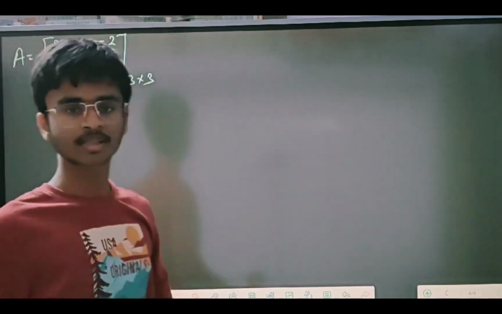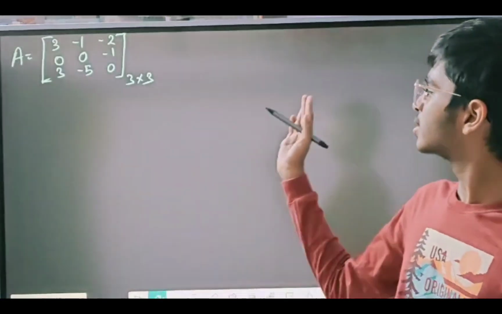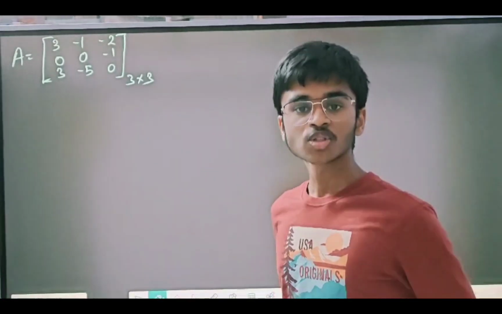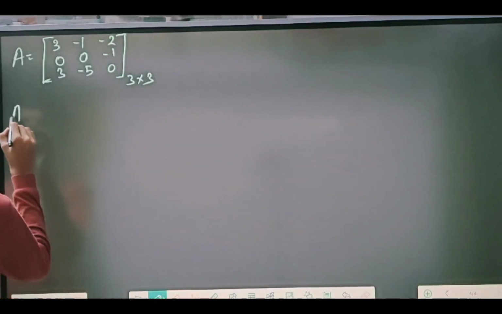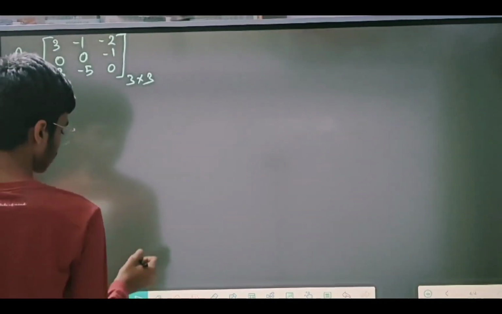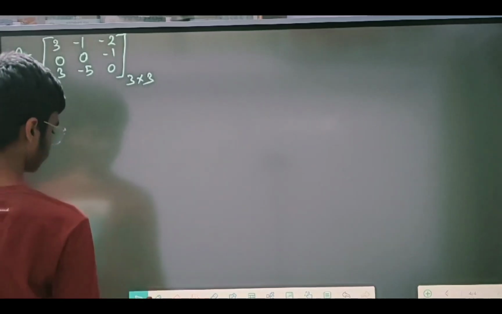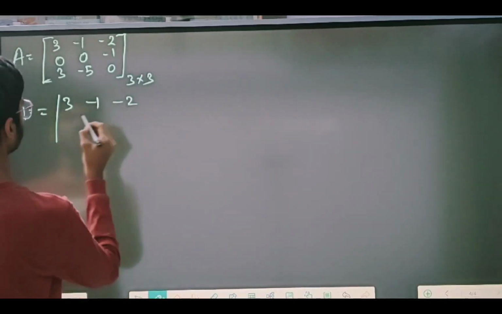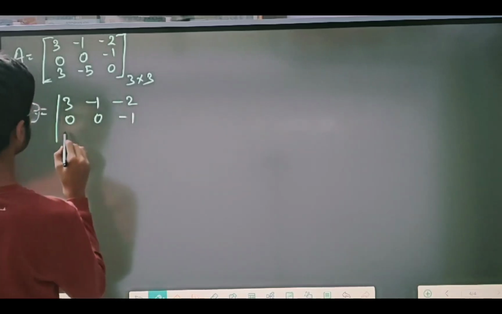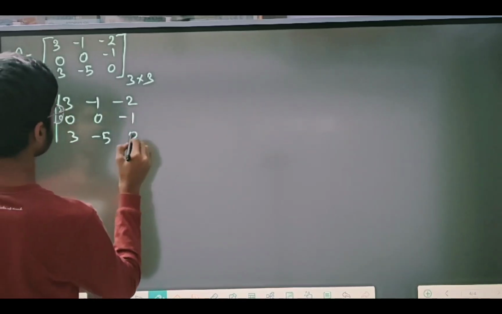Okay, so this is what the matrix is. So how can its determinant be found? First, the A matrix, A determinant: 3 minus 1 minus 2 0 0 minus 1 3 minus 5 0.